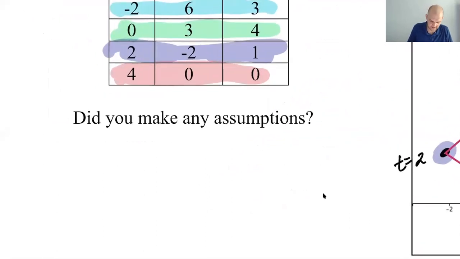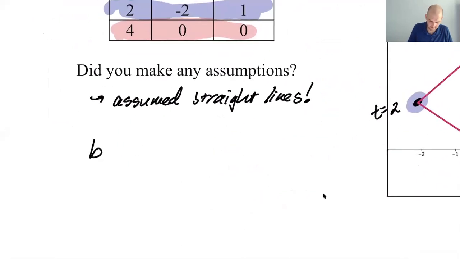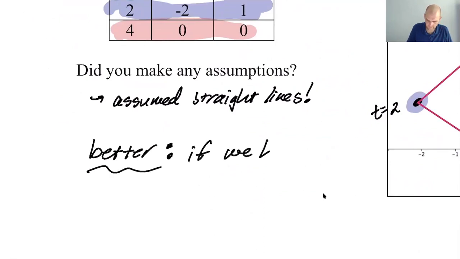So the assumption that I made was I kind of like assumed straight lines, and we don't want to do that. And it would be better if we just had more info. So we need more info to get a better graph.